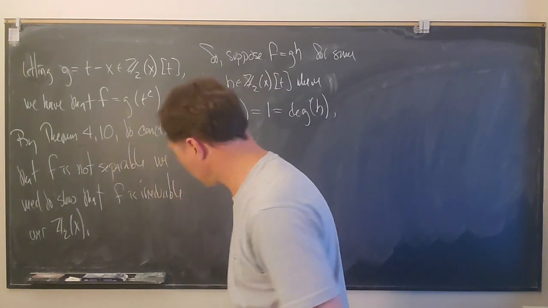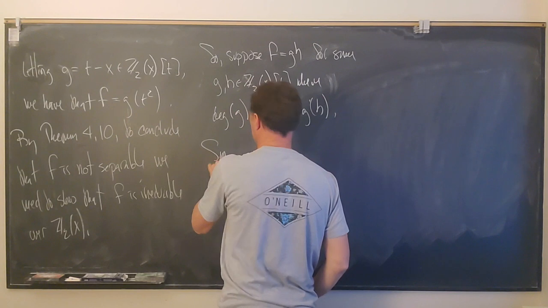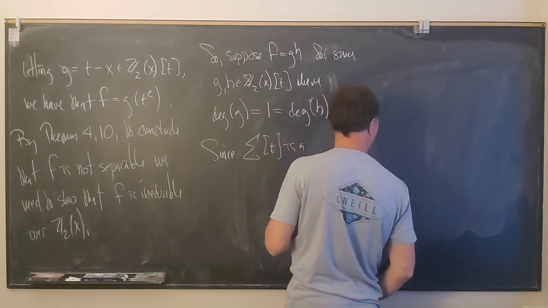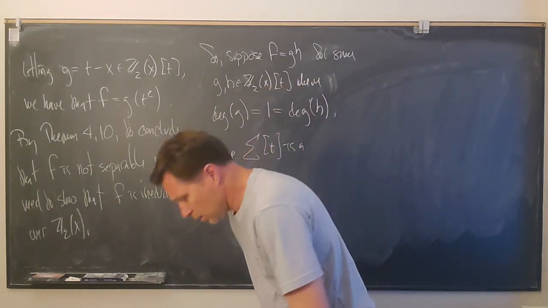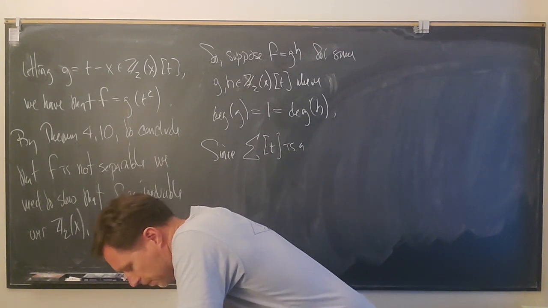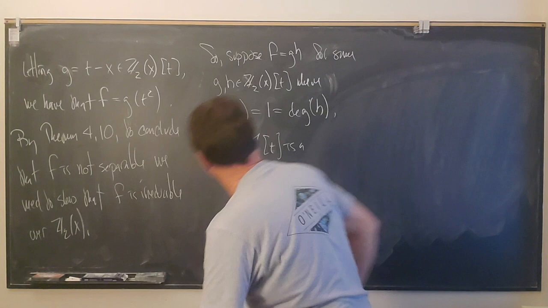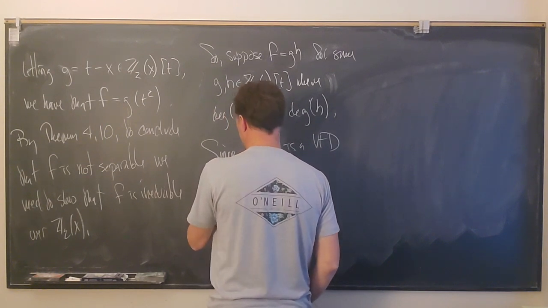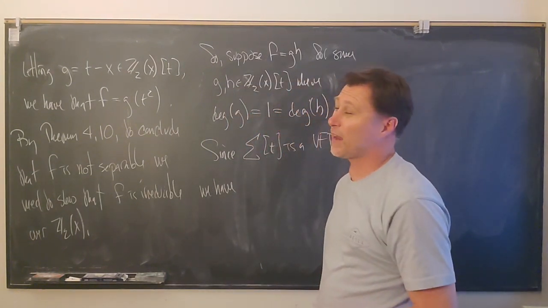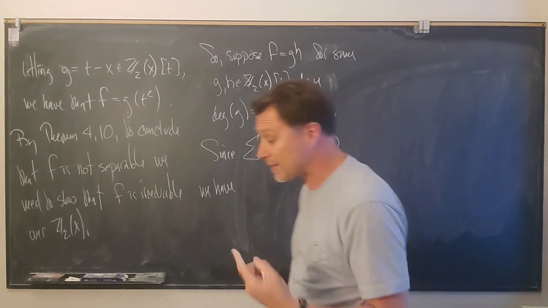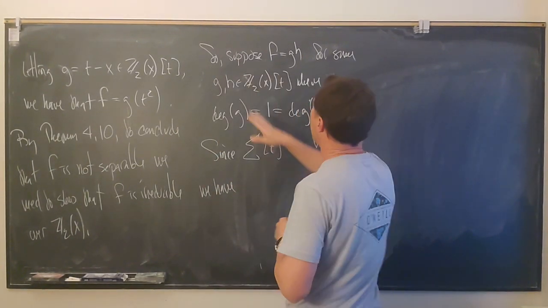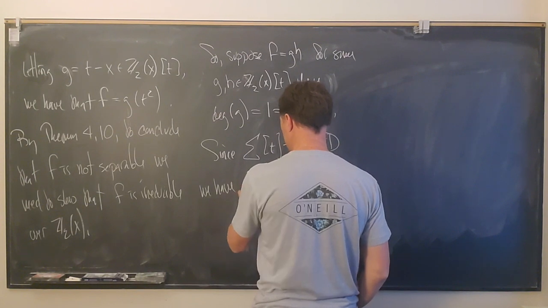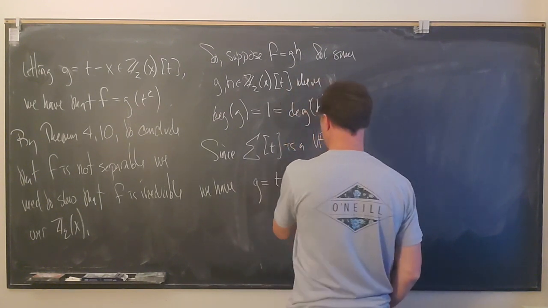Now, we just saw how this thing factors, right? So since sigma[T] is a UFD, what does that tell us then? Well, we already know how F factored, right? It factored as T minus alpha times T minus alpha. And so this tells us then that both G and H have to equal T minus alpha. So we have G equals T minus alpha, which equals H.